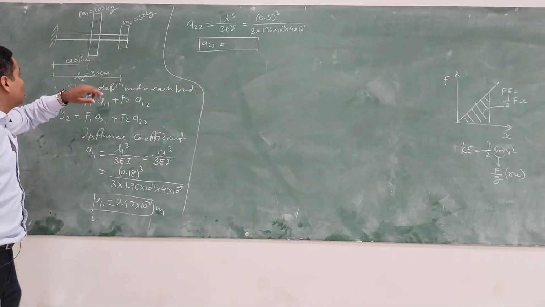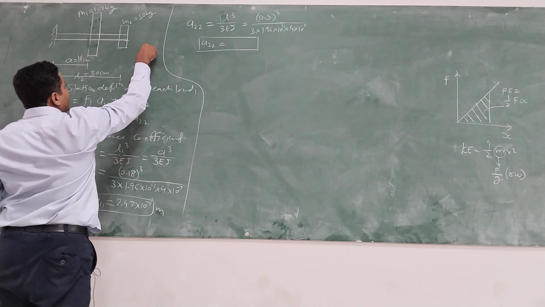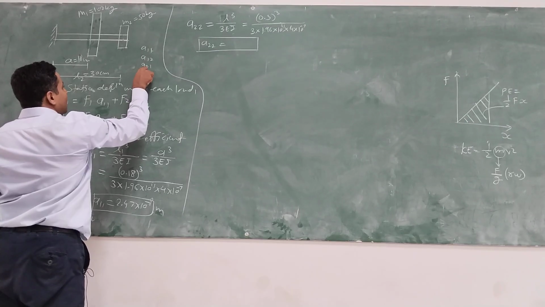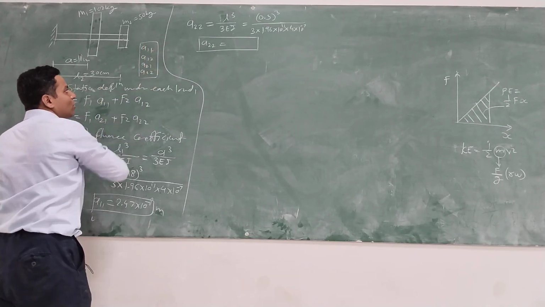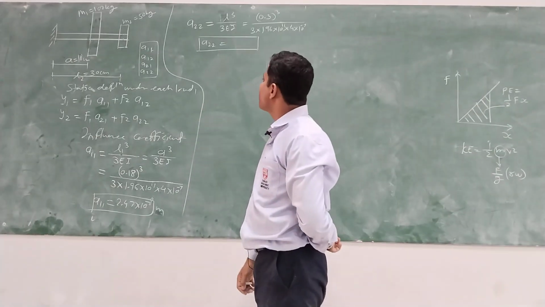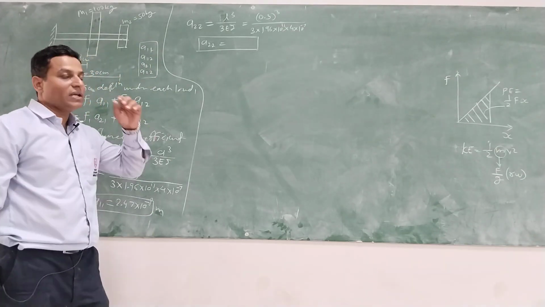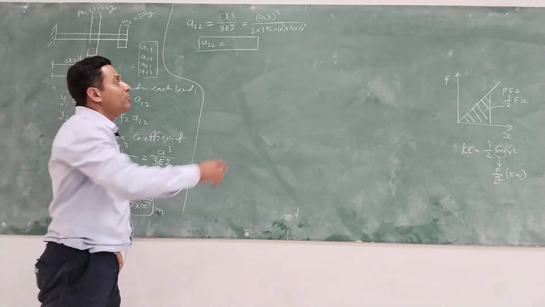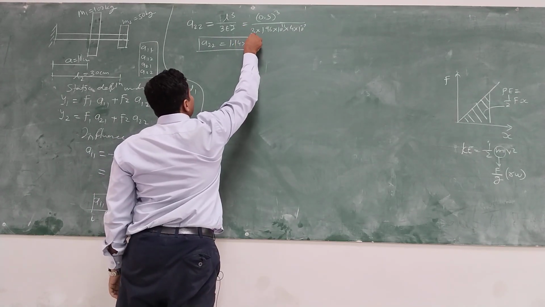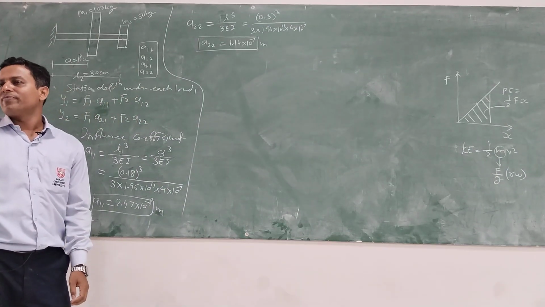As we are having two masses, so the influence coefficients will be A11, A12, A21 and A22. So these four influence coefficients we have to determine. A22 is 1.14 into 10 raised to minus 7. So this is your A22.